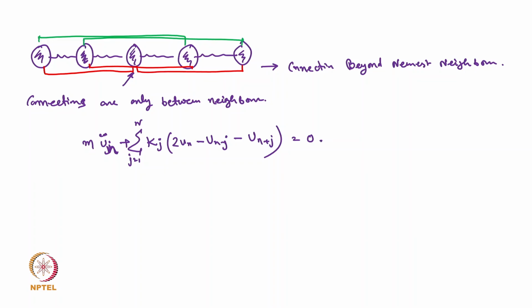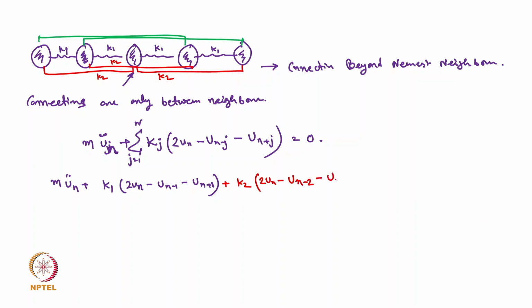So what is j actually doing? Suppose we do not have any beyond-nearest-neighbor network, then we can simply write m un double dot plus k1 into 2un minus un minus 1 minus un plus 1. That is my k1 stiffness. Now what is the k2 stiffness? K2 is the stiffness for the second, the tertiary order of connection. So next we have k2 into 2un minus un minus 2 minus un plus 2. That connection comes from k2.